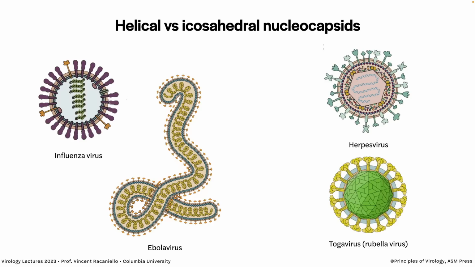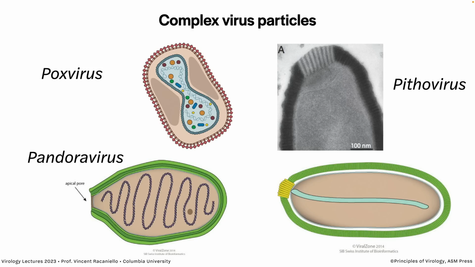So here are some examples of helical versus icosahedral nucleocapsids. Influenza virus, the nucleocapsid is helical within the membrane. Ebola virus, the nucleocapsid is helical within the membrane. And then on the right, we have icosahedral nucleocapsids. Herpes virus, an enveloped nucleocapsid, and togavirus, also an enveloped nucleocapsid. And again, in both cases, you have a membrane wrapped around that icosahedral nucleocapsid. So if this herpes virus didn't have a membrane, if in one world herpes viruses were not enveloped, it wouldn't be a nucleocapsid, it would be a capsid.